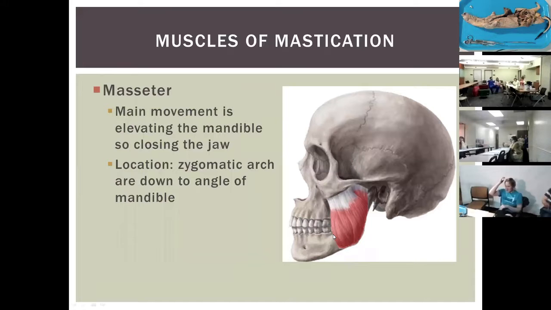So we're going to talk about muscles of mastication, so all the muscles that help you chew and also move the jaw. If we talk about the masseter, this muscle right here connects to the angle of the jaw, and it goes to the zygomatic arch. The main movement that it contributes is elevating the mandible, meaning it helps close the jaw.